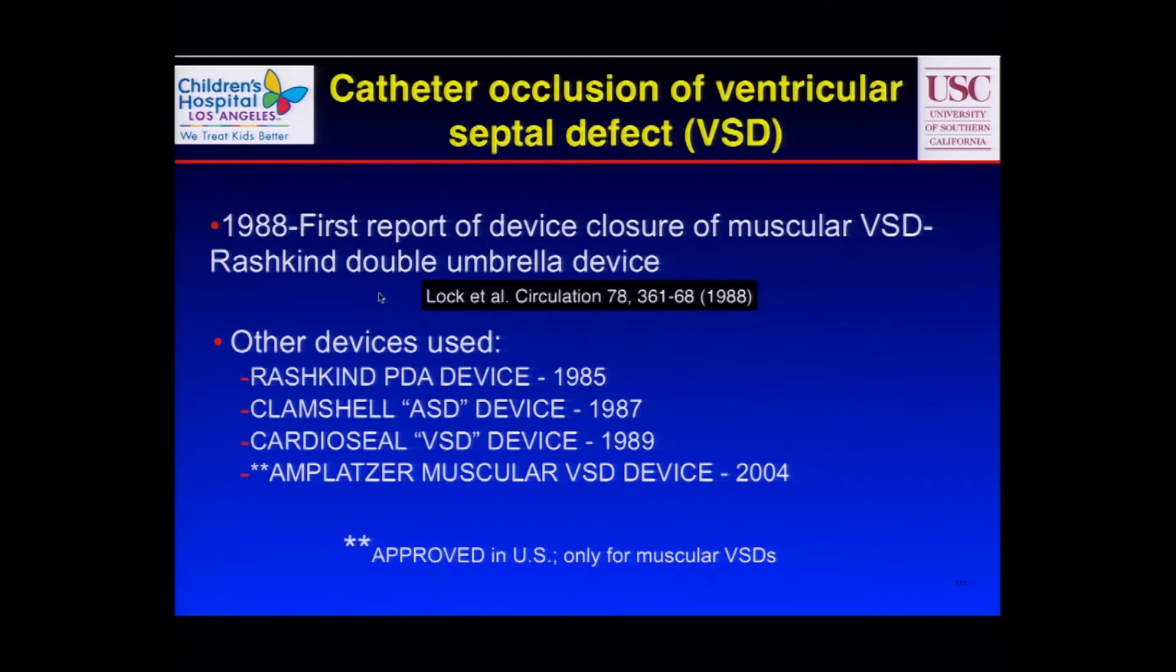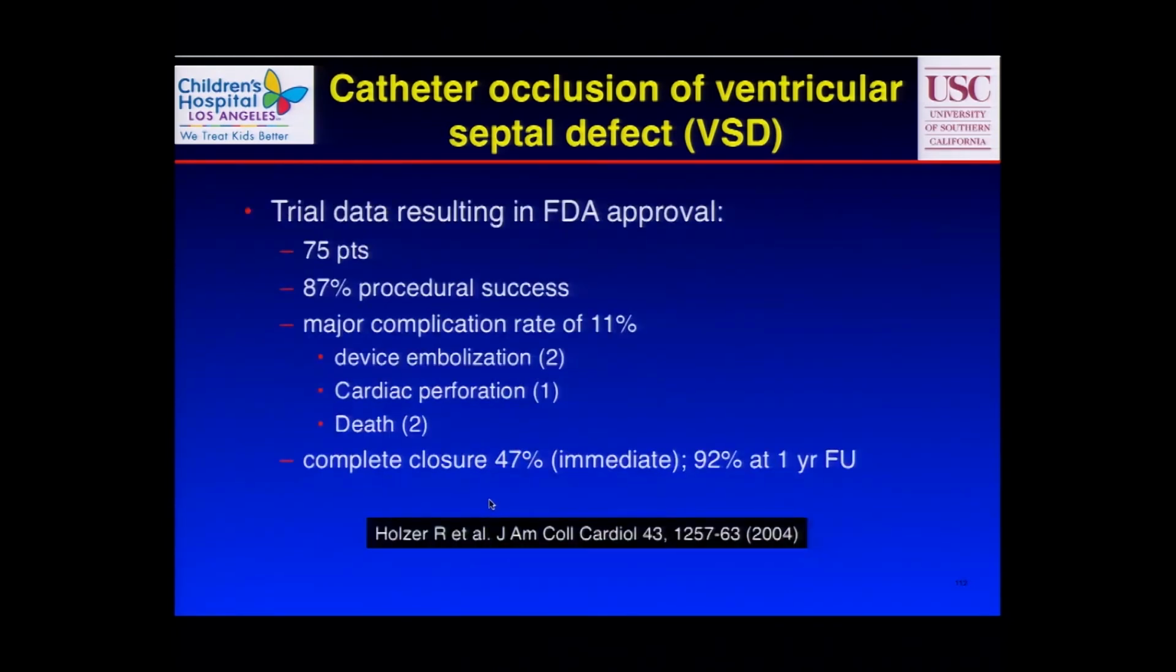Interesting that the only device available for VSD up until the Amplatzer was the clamshell device. Subsequently, the muscular device from AGA has become available, and that's what we use the most now. The data that came out from Rolf Halser in 2004 was the data that was used to get the FDA approval.